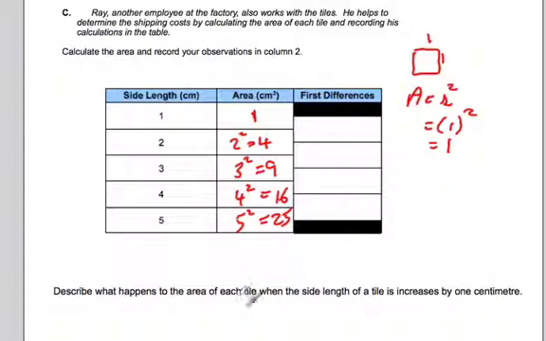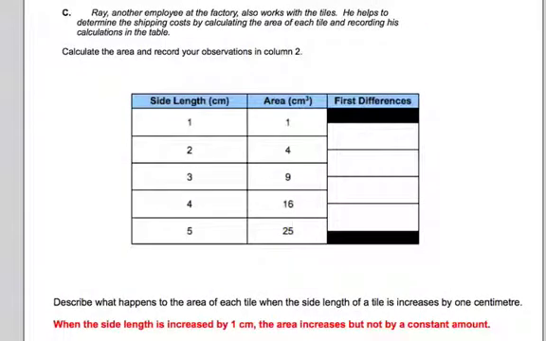So the next question, where it says, describe what happens to the area of each tile when the side length of the tile is increased by 1 centimeter. Well, what happens is the area increases, but it doesn't increase by a constant number. We're going to come back to that in just a second. So when the side length is increased by 1 centimeter, the area increases, but not by a constant amount. So the amount keeps changing.